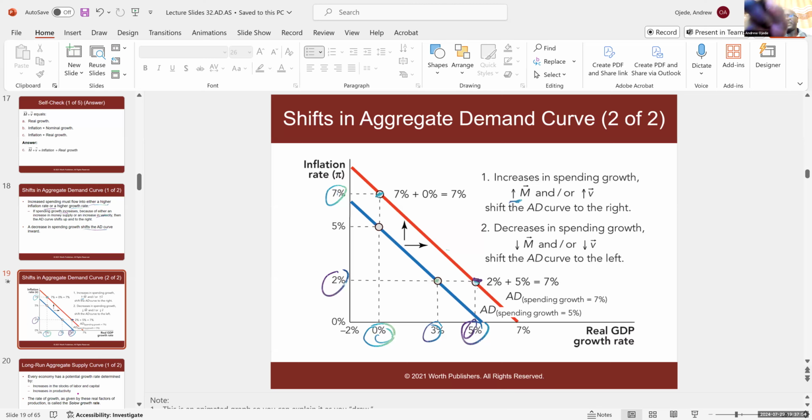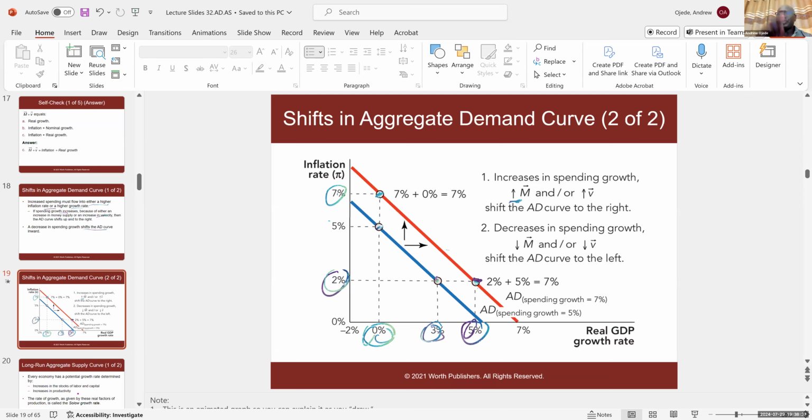The previous demand curve, those combinations of inflation rate and real GDP growth rate added to only 5%, like this point here. It's like 5 plus 0, you get 5%. 2 plus 3% add to 5%. But now they add to 7 on the new line. So an increase in spending growth can be triggered when the Fed prints money, or by an increase in the growth rate of velocity. If Americans start to exchange the dollar more rapidly in the economy, that means we are spending more money. So the aggregate demand curve is going to shift to the right.